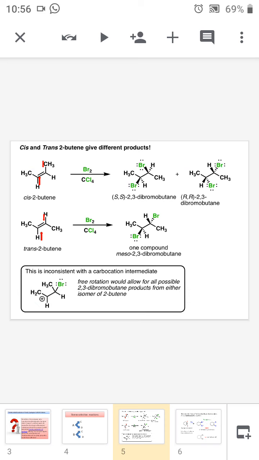I hope that you understood the difference between the stereoselective reaction and the stereospecific reaction. A stereoselective reaction depends only upon the number of products formed in the chemical reaction, and a stereospecific reaction depends upon the stereochemistry of the starting material.